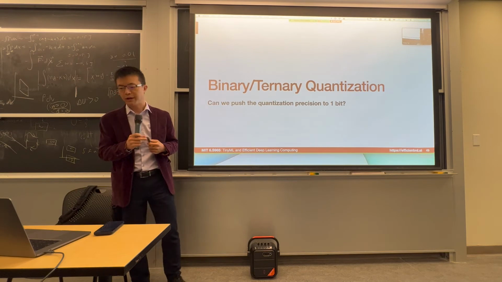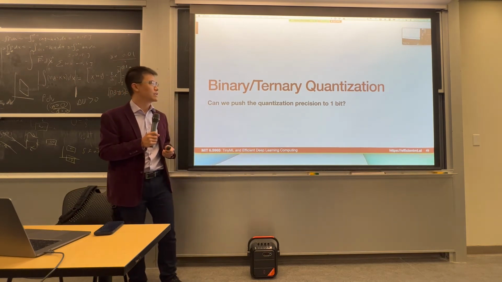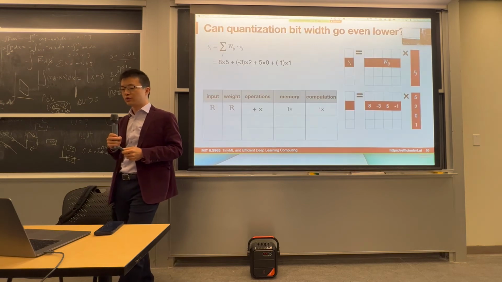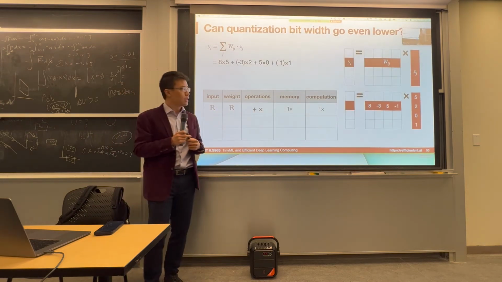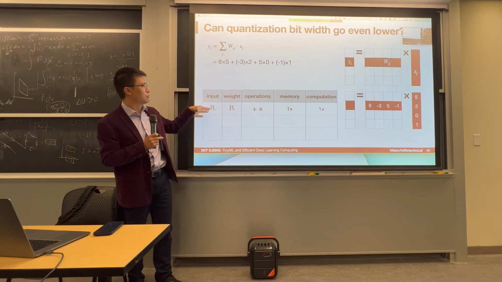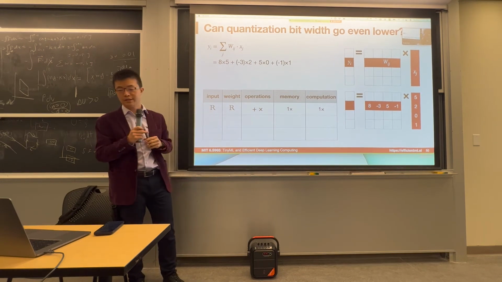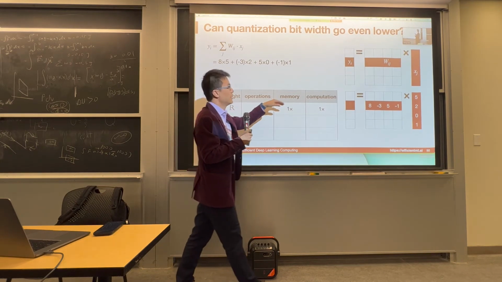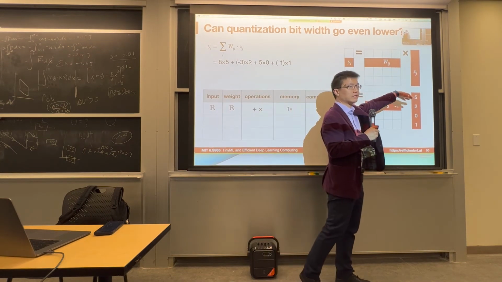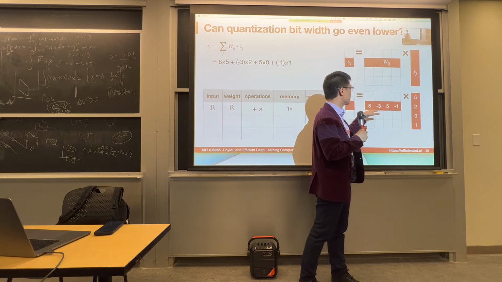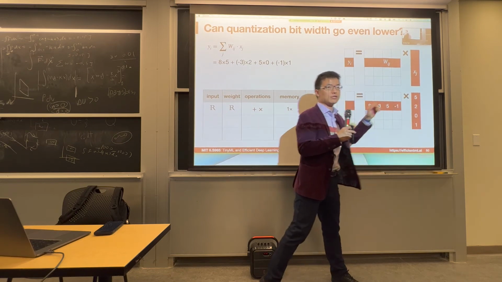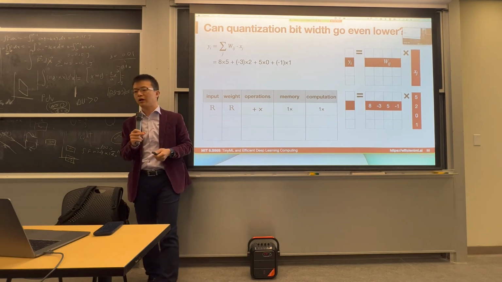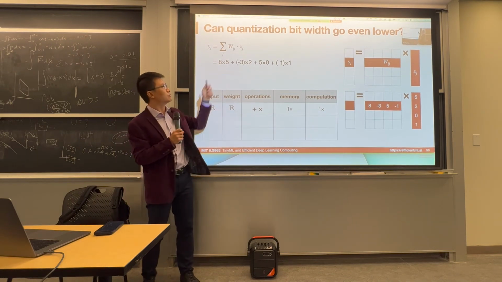Okay, so let's talk about binary and ternary quantization. Can we further push the quantization precision to just 1 bit? We have 3 rows. In the first row, both the input and the weight are real numbers. We assume the memory cost of everything is 1. This is a matrix vector multiplication: this is the weight value, and this is the activation. We just multiply the weight by the activation in the conventional manner.